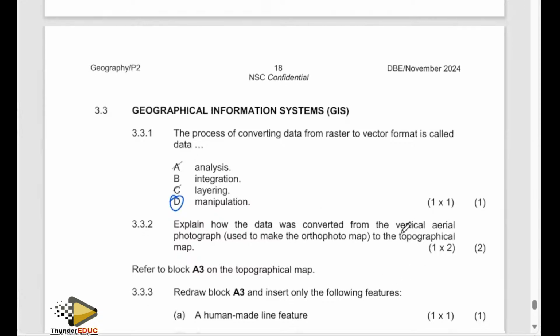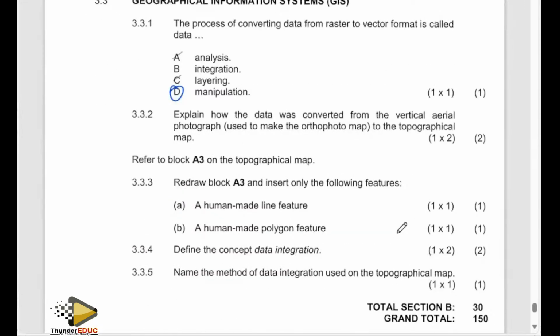Right. Moving on to the next question. Explain how the data was converted from aerial photographs used to make orthophoto maps and into the topographical map. Basically, how we convert this, we can use georeferencing. With georeferencing, we target the coordinates of given features and we transpose them on the right location on the other map.